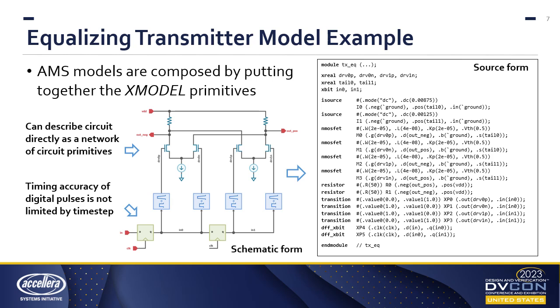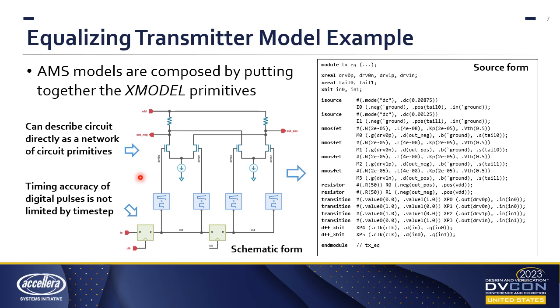Composing a model with XModel is basically putting together the building blocks called XModel primitives. And because of that, we can show its model either in this schematic form or in this source form. Some primitives represent the circuit function like these D flip-flop and transition primitives, while some others represent the circuit elements as is like these NMOSFET, resistor, and iSource primitives.